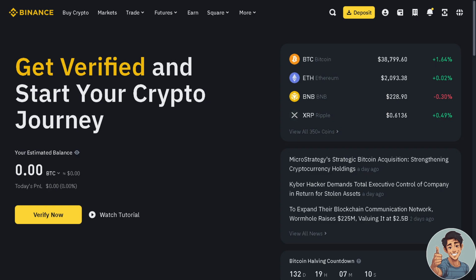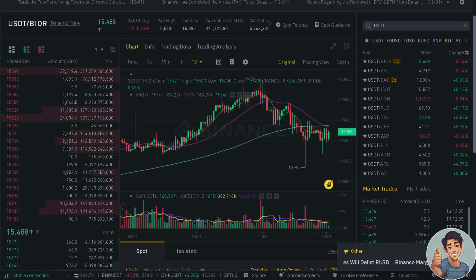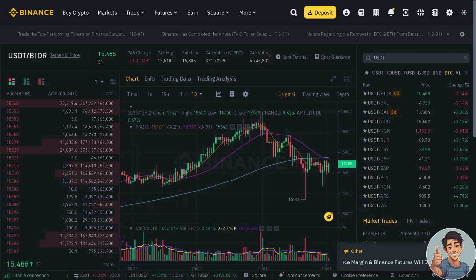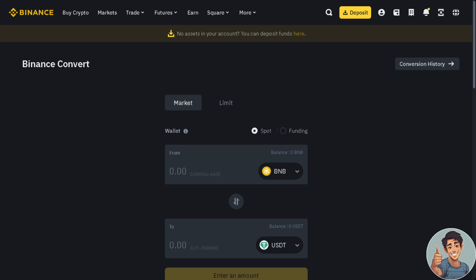So let's begin. Before we can proceed on exchanging USDT to TRX, make sure that your account is verified, because you won't be able to proceed if your account is not verified here in Binance. And the next thing we need to do is simply go to the trade or exchange section in Binance and simply look for the USDT or TRX trading pair.